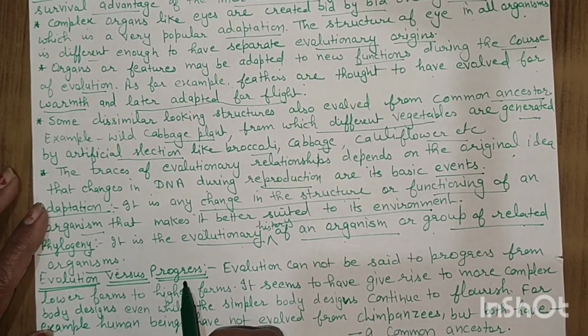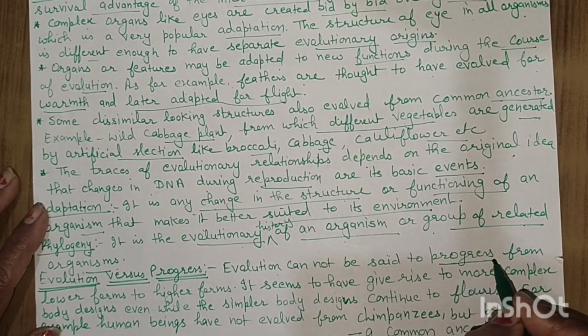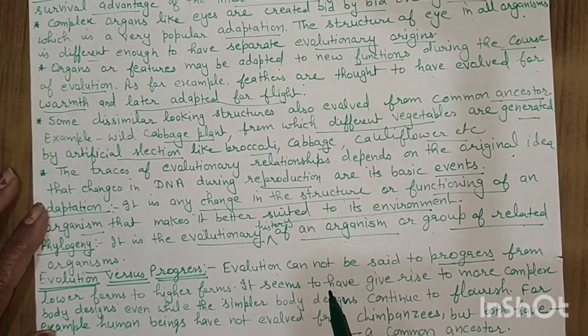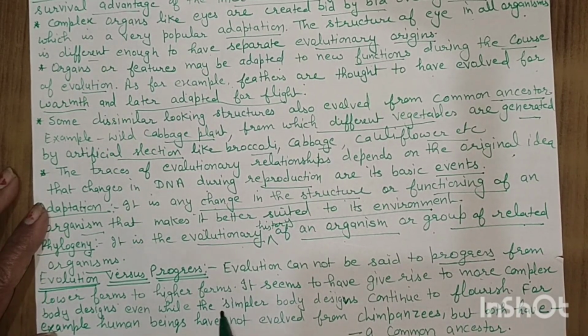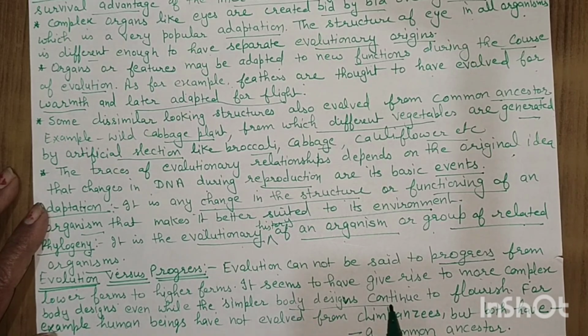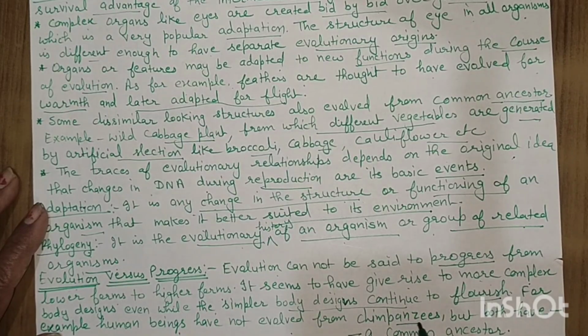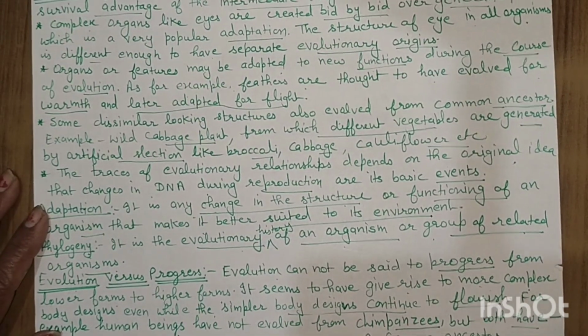Now, evolution versus progress. Evolution cannot be said to be progress from lower forms to higher forms. It seems to have given rise to more complex body designs, even while the simpler body designs continue to flourish. For example, human beings have not evolved from the chimpanzees, but both have a common ancestor.